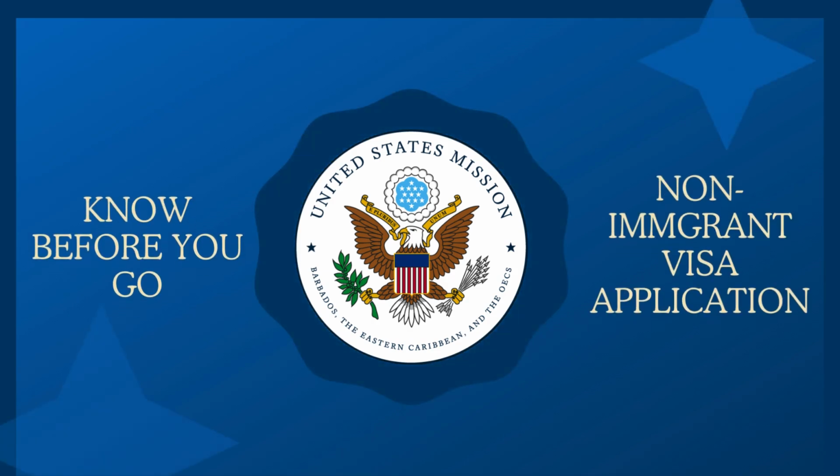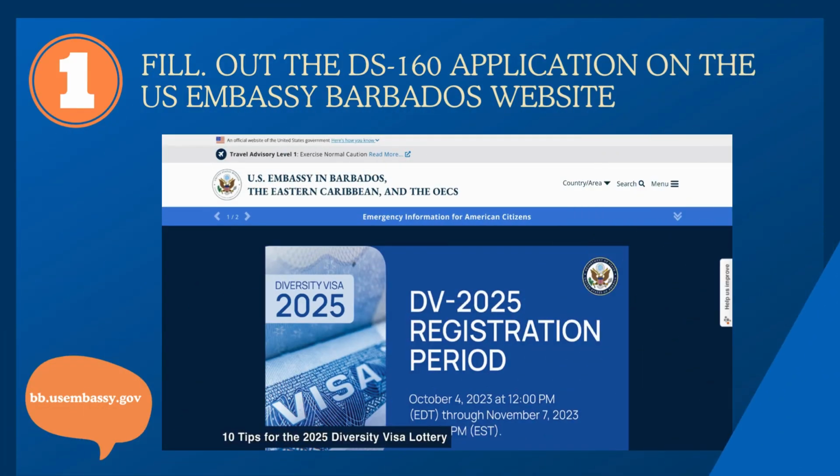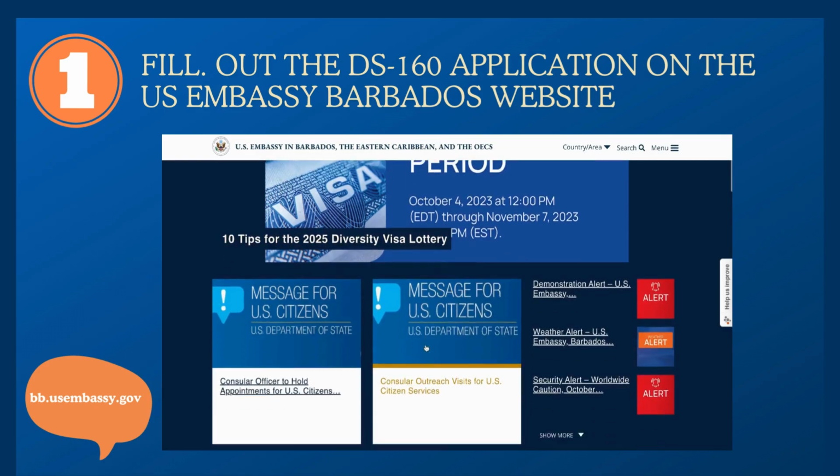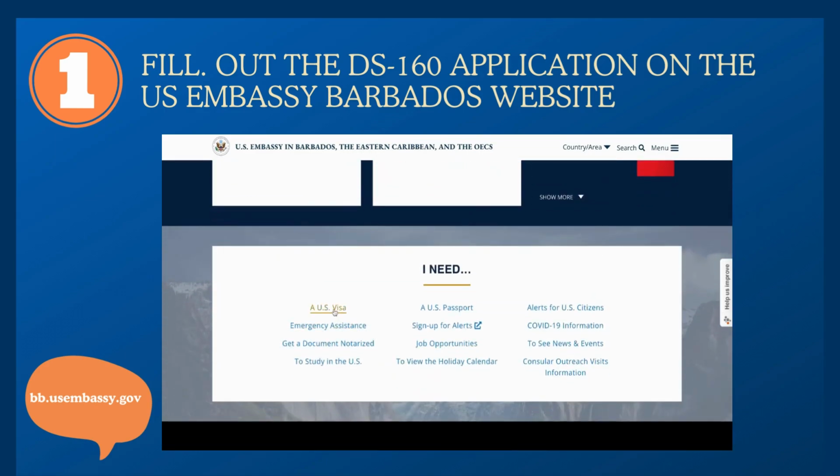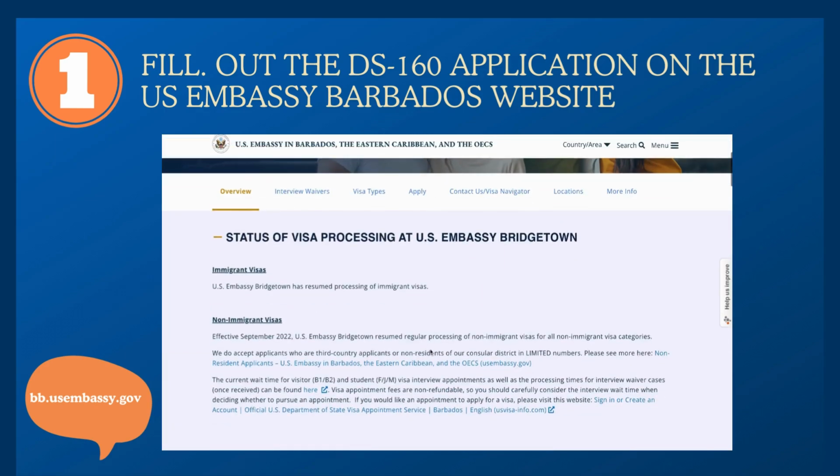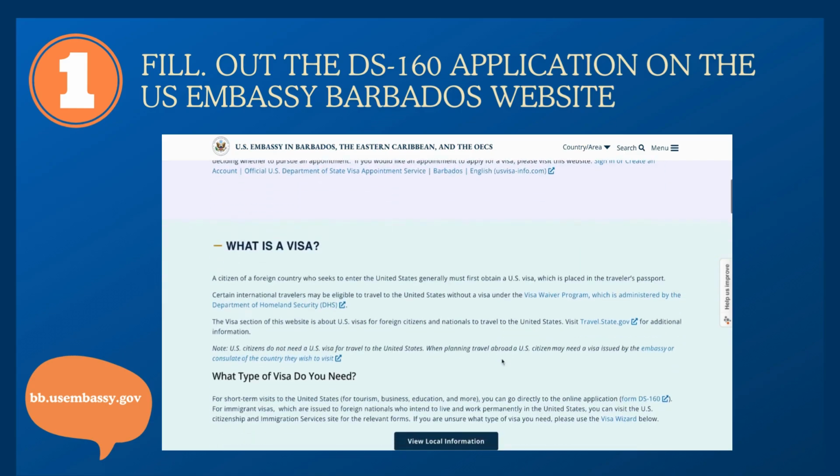This video is designed to prepare non-immigrant visa applicants through the application process by exploring the resources on our U.S. Embassy website. From the home page, the non-immigrant visa application can be found by selecting the U.S. Visa tab and clicking on the link that reads DS-160 under the What is a Visa header.